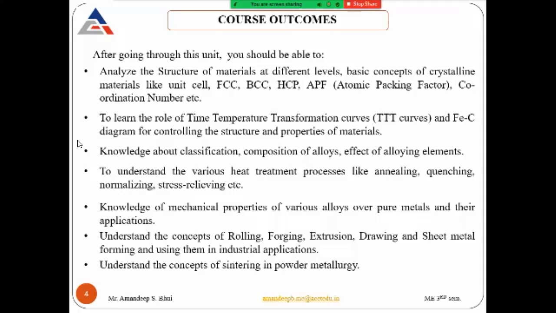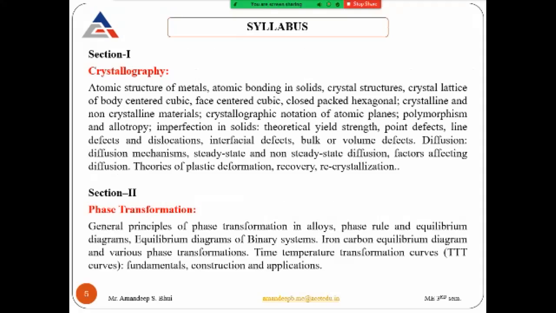Then the last chapter is where you will learn the concepts of sintering in powder metallurgy. So what is powder metallurgy? We take the powder of two materials, mix it, and then that mixed material is heated up. Because of the heat, when we reach the melting point, both the powders mix with each other to form a hybrid material. That is what is done in powder metallurgy. So you will know what powder metallurgy is at the end of this course. So these are all the course outcomes.